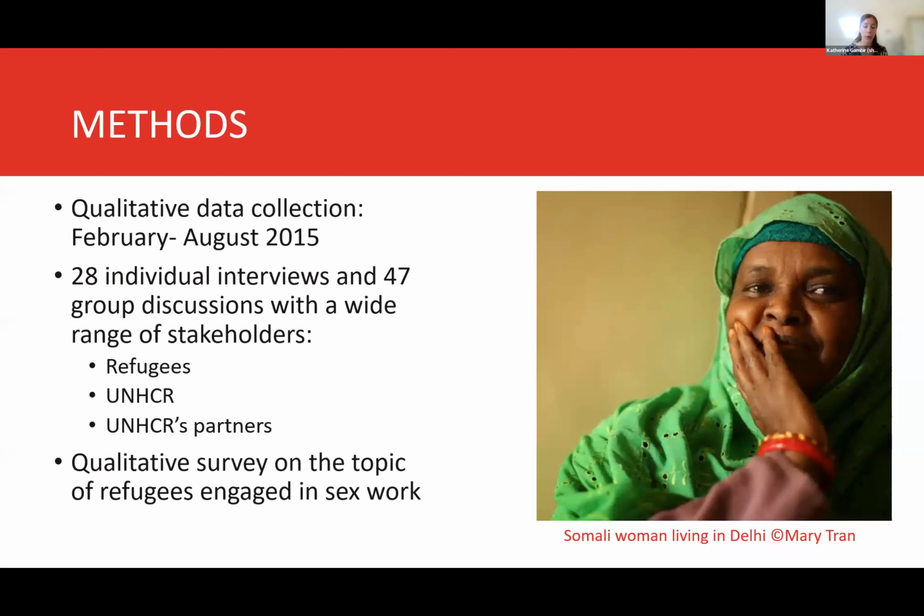All right, so this formative qualitative research was conducted between February and August of 2015. 28 individual interviews and 48 focus group discussions were conducted in the 4 cities. Participants included refugees, as well as UNHCR staff and UNHCR's local partners. So this included both traditional humanitarian partners, as well as other community-based organizations, NGOs, and civil society organizations.